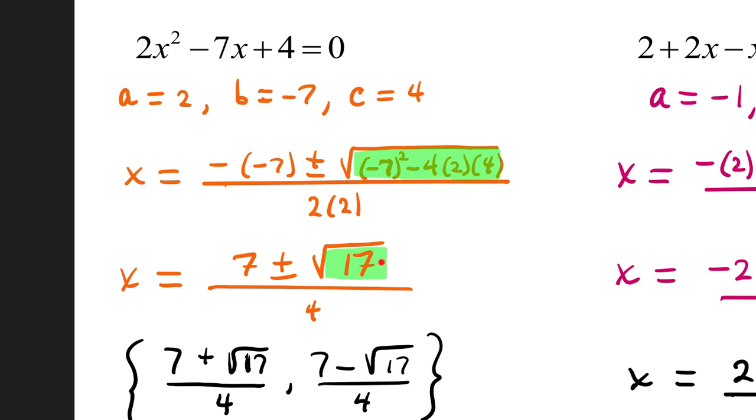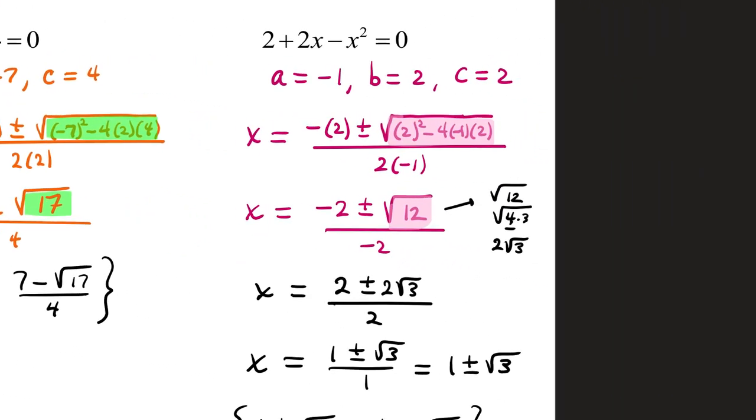17 is a prime number, and it's not a perfect square, so that is as far as that radical will go, which is okay. The two answers to this particular equation are 7 plus square root of 17 all over 4, and 7 minus square root of 17 all over 4.